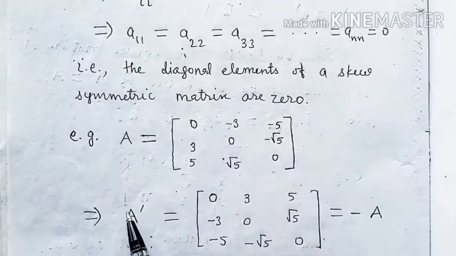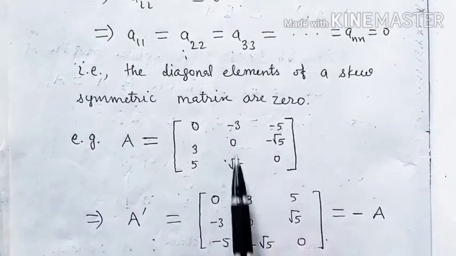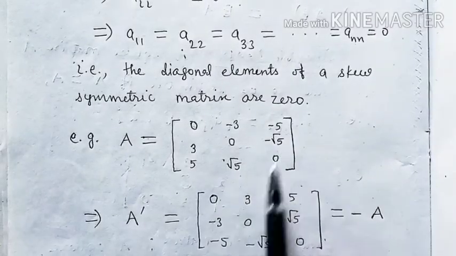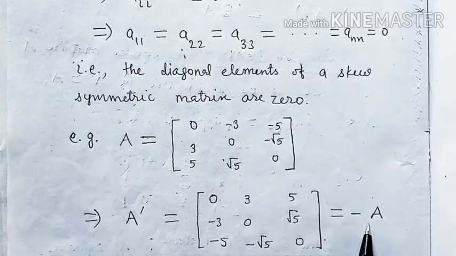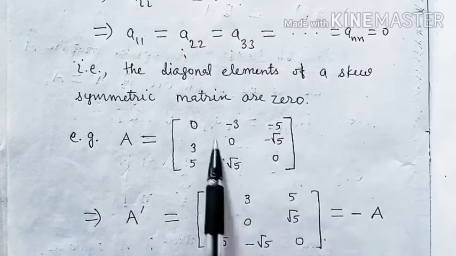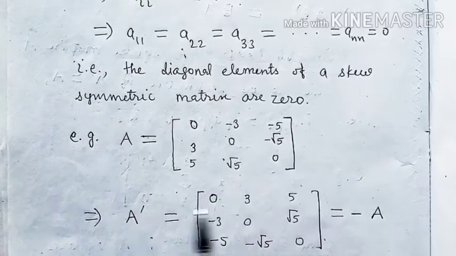Its transpose will be 0, minus 3, minus 5; 3, 0, minus root 5; 5, root 5, 0. This is the negative of this matrix. So here A transpose is minus A.